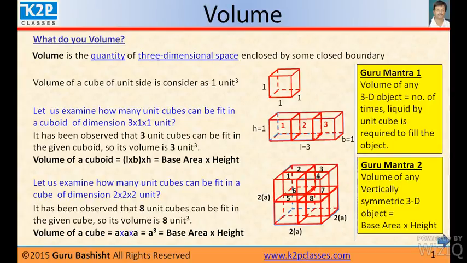Volume of any vertically symmetric 3D object is base area into height. What is vertically symmetric? Vertically symmetric means if you cut the object vertically from the middle, each side will have the same volume. In other way, if you see the object from the top, you cannot see its bottom.